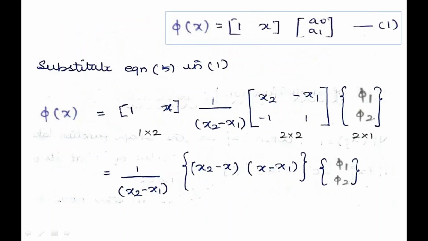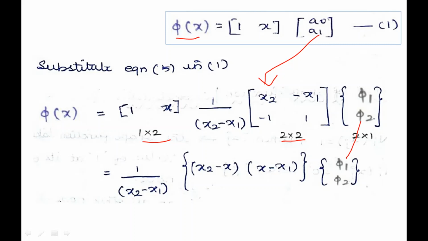Let us see what the first equation is: phi of x equals the 1 x row matrix times A0 A1. So you apply these A0 A1 values. So the 1 x row matrix, a 1 by 2 matrix, then A0 A1 we have evaluated: 1 by x2 minus x1, x2 minus x1, minus 1 1, multiplied by phi 1 and phi 2. Now this 1 by 2 matrix is multiplied with a 2 by 2 matrix, so the result will be a 1 by 2 matrix. 1 x multiplied by this gives x2 minus x1 x. Similarly, the second one is minus x1 plus x, so x minus x1. Then this matrix is phi 1 phi 2.